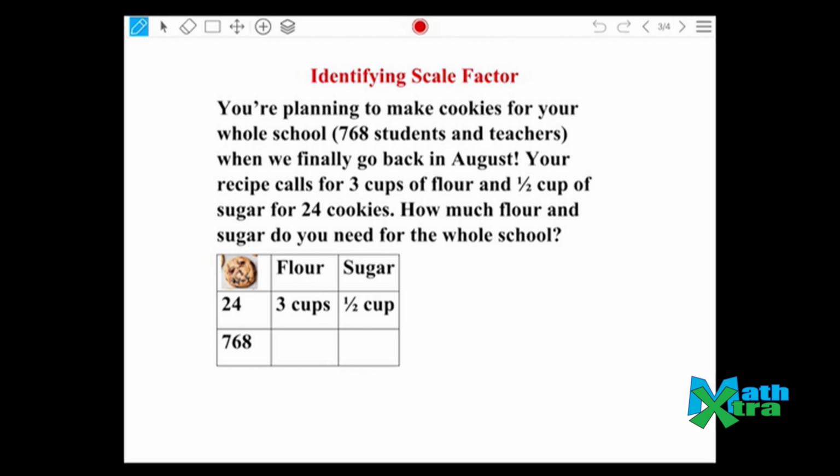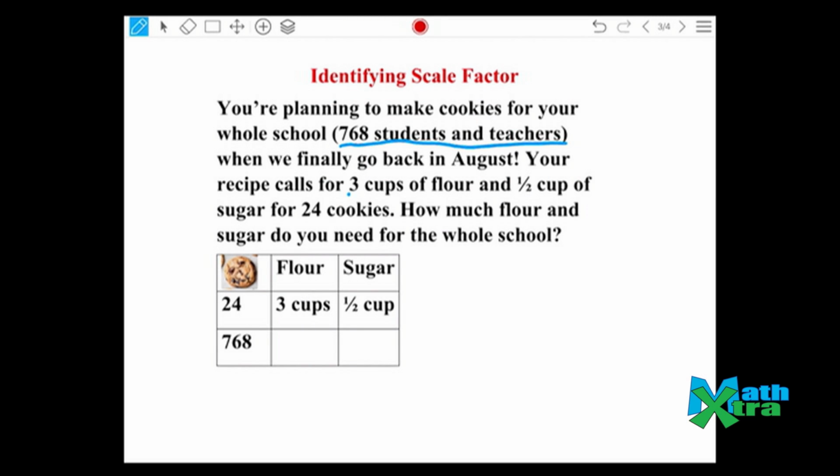Now, we're going to move on to something a little more real world. We're going to talk about making cookies for your whole school. So let's say there are 768 students and teachers in your school, and you can't wait to see them again in August. None of us can wait to see our schools again. But you're going to make all of them cookies to celebrate. Your recipe calls for 3 cups of flour and a ½ cup of sugar for 24 cookies. How much flour and sugar do you need for the whole school for 768 cookies?